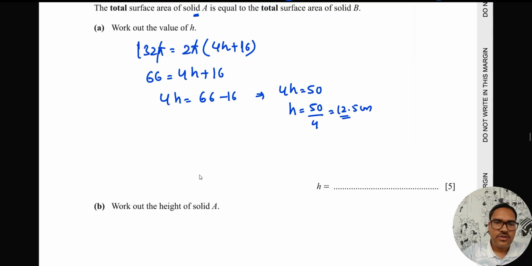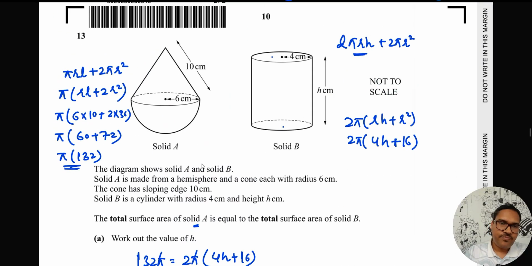Now work out the height of solid A. So you have to work out the height of solid A. That means what is this? This is the height of the solid A. Now how will you get this height? You can see here, this is already, we know, 6. This part is also 6 because this is the radius. Now the question comes, how will you find this? So you can see this is 6, this is 10.